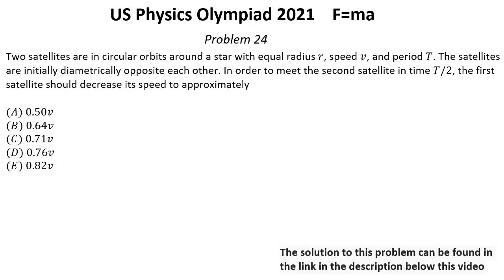Solution for problem number 24. First, let's use the third Kepler law to count what is the size of the semi-major axis for the second satellite. We have this relation, that cubes of a semi-major axis are proportional to squares of periods, which in our case is 1 over 4. It means that for the second satellite, the semi-major axis equals this expression.